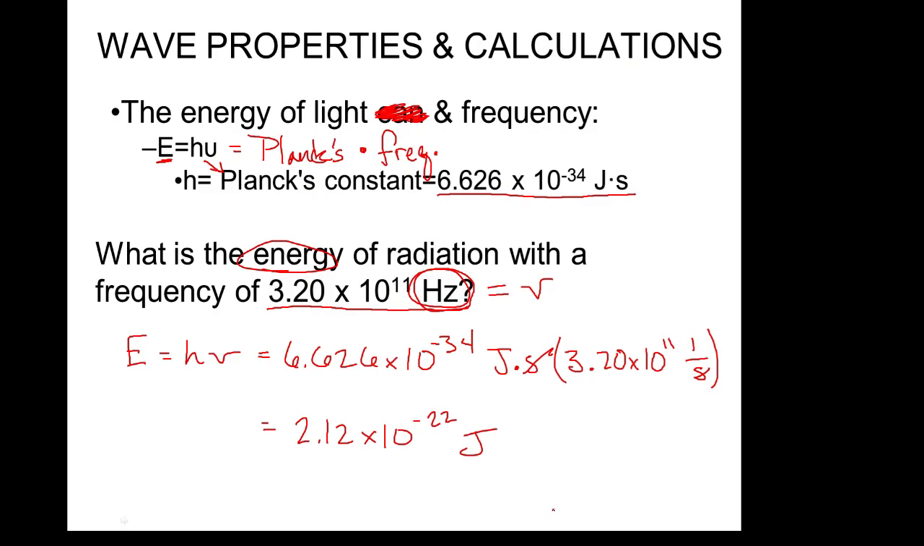On the practice sheet, there are a couple of problems where you have to use this formula to find the frequency, and then use the other formula from the previous slide to find the wavelength. So you might have to take both equations, E equals h nu and c equals lambda nu, to solve for the wavelength. See if you can give those a shot and figure those out.